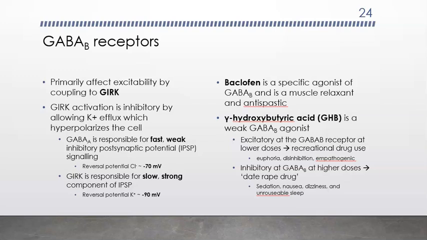So when you use it for recreational drug use, then you can see some things such as euphoria, disinhibition, and empathogenic effects. However, at higher doses, it is inhibitory at the GABA-B receptor. And this is where we see GHB being named the date rape drug. So we see sedation, nausea, dizziness, and unrousable sleep, so pretty much unconsciousness.